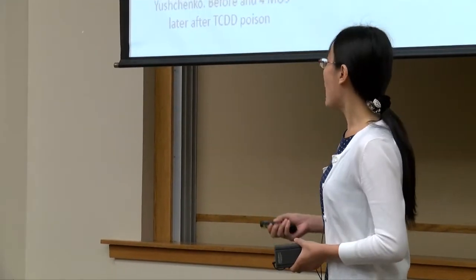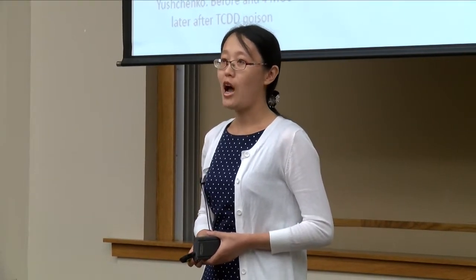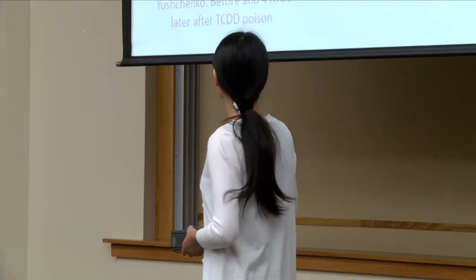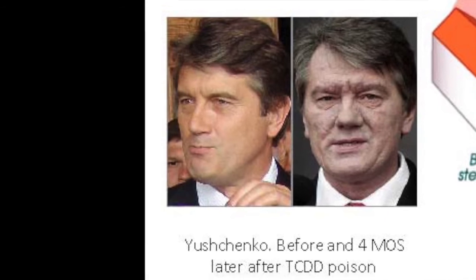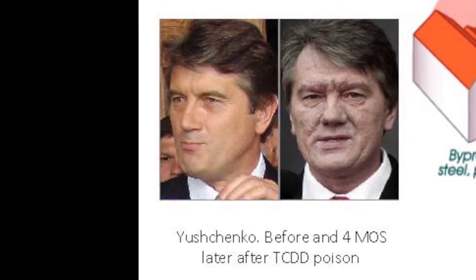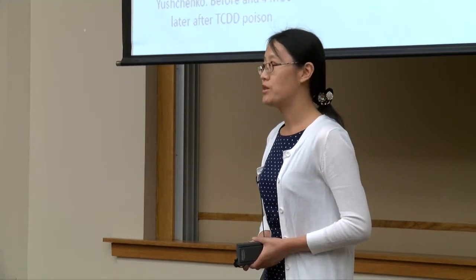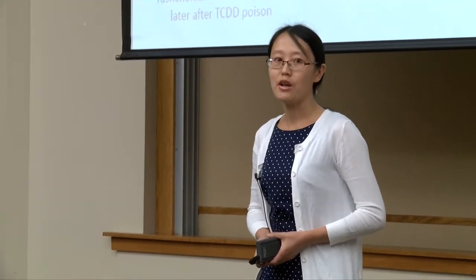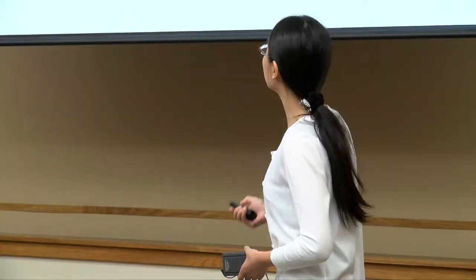Dioxins are highly toxic, and they can cause cancer and many other health problems. Like this picture shows, the previous Ukraine President Yushchenko before and after he was poisoned by dioxins. Dioxins are byproducts of many types of combustion, both natural and human sources. They are emitted from incineration, thermal power generation plants, automobiles, volcano eruptions, forest fires, and etc.